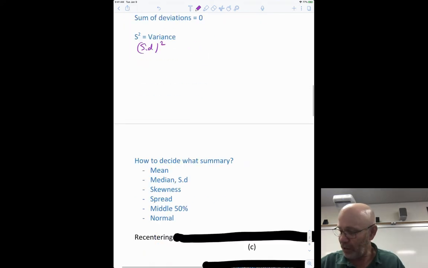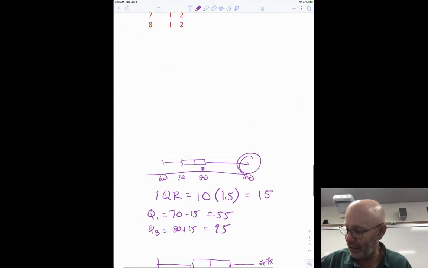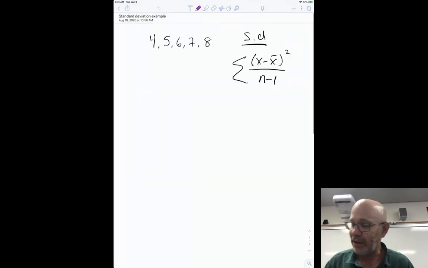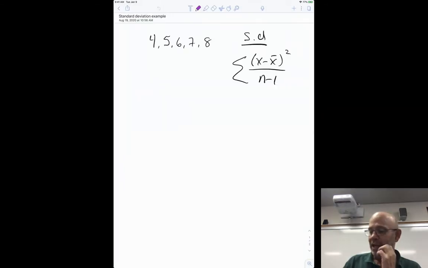All right, so I'm going to do a quick example of how to find standard deviation. Whoops, I'm actually on another sheet. Sorry about that. Standard deviation example. Okay, so I just have a quick data set, 4, 5, 6, 7, 8. The formula is right there for you. I'm going to show you how to find the standard deviation.